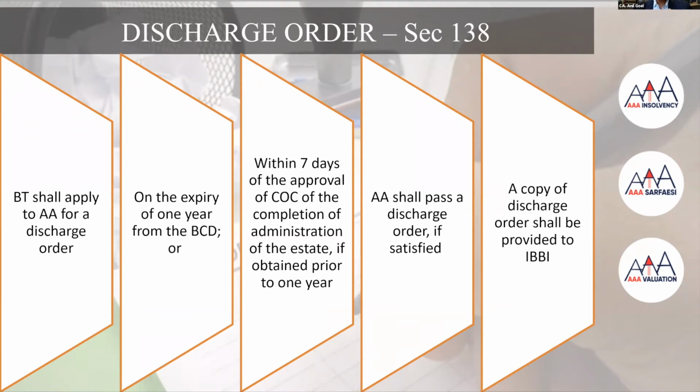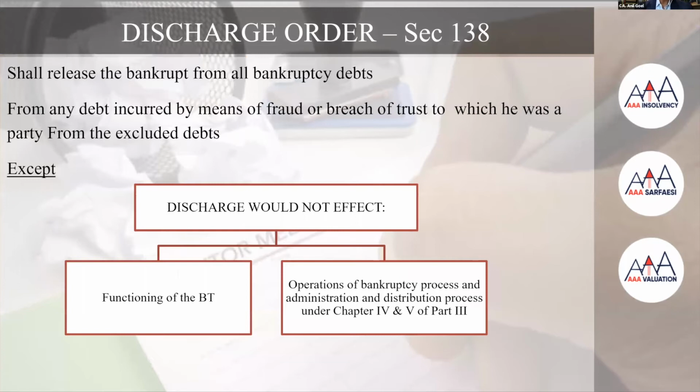However, in case any bankruptcy process is completed even before 1 year expires, then the committee of creditors will have to apply within 7 days for the discharge order in favor of the debtor. The adjudicating authority shall pass a discharge order if satisfied, and a copy of the discharge order shall be forwarded to IBBI. Now, what is a discharge order under bankruptcy? This discharge order under section 138 will release the bankrupt from all bankruptcy debts.